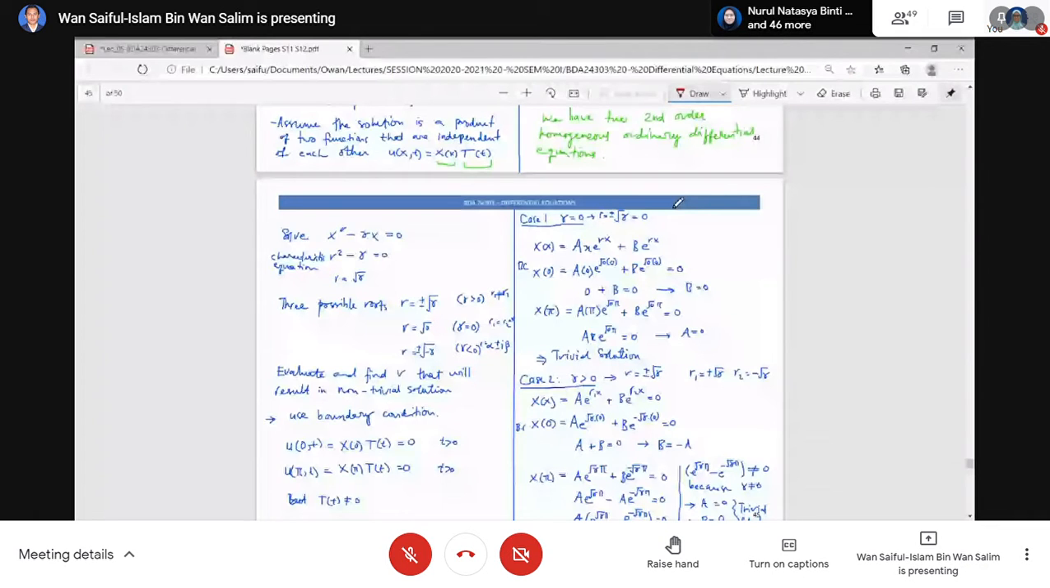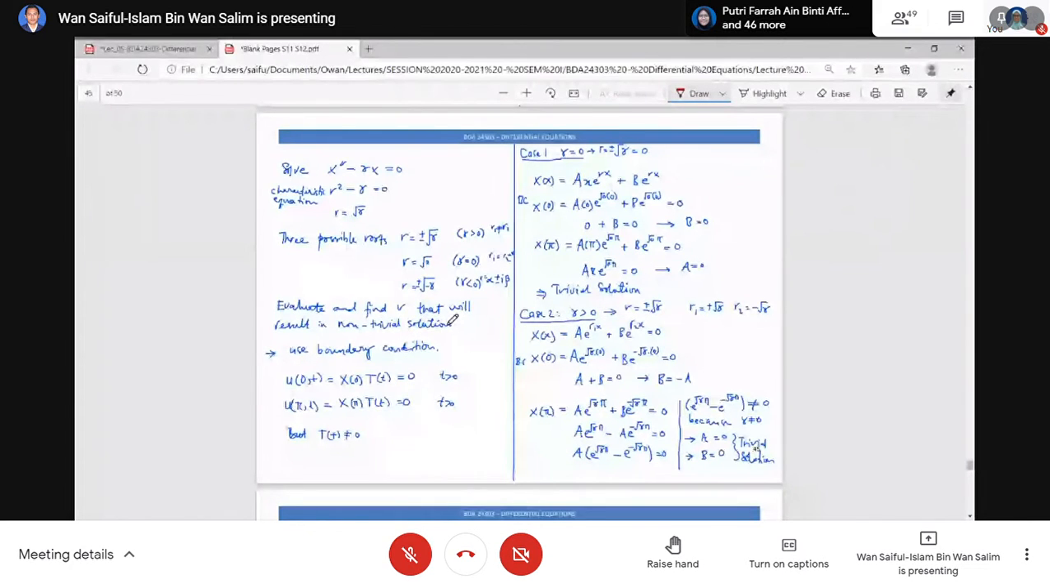So we want to find the root that will give us a non-trivial solution. Now, in order to evaluate the roots, we use the boundary conditions given to us. Right, so let's look at the first boundary condition.